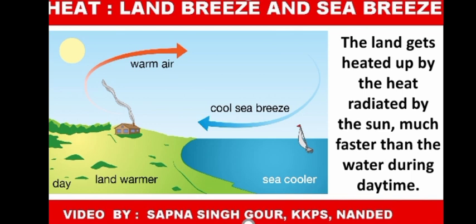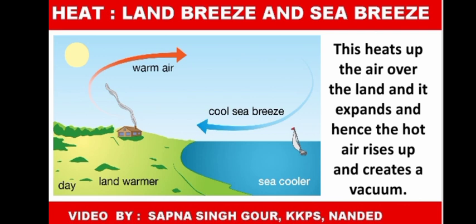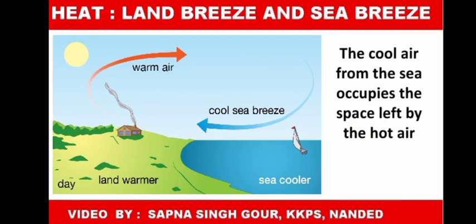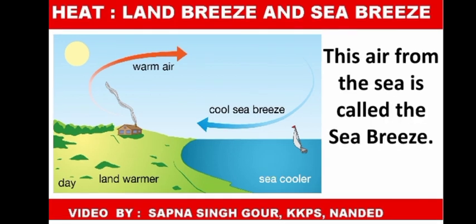Children, we know during daytime, when the sun shines, the solid land gets heated to a higher temperature much more quickly than liquid seawater. The hot air over the land rises upwards and cooler air from over the sea moves towards the land in the form of a cool breeze. The breeze blowing from the sea towards the land is called sea breeze. The cool sea breeze blows only during the daytime when the land is hotter than the sea.